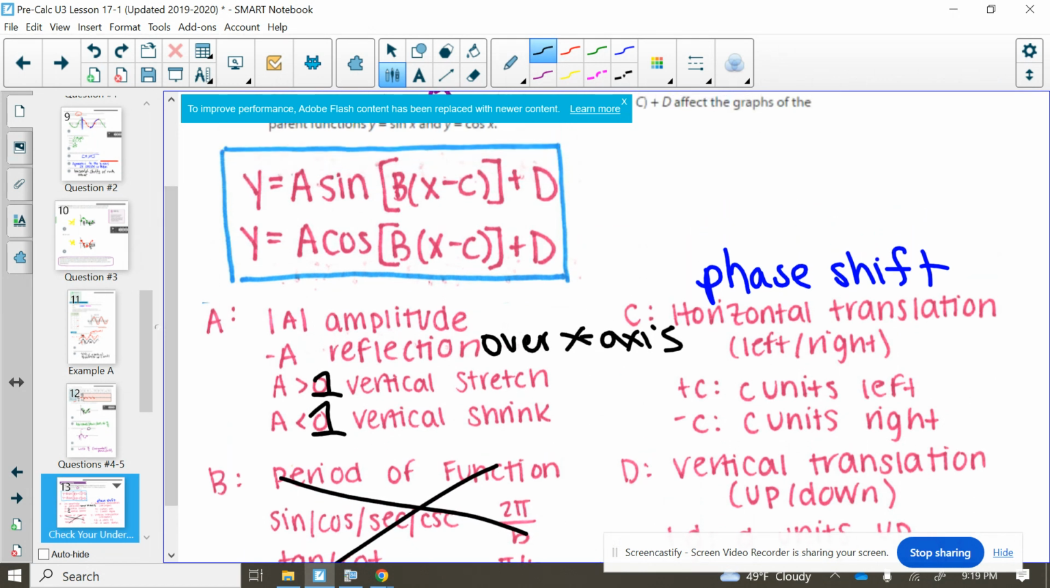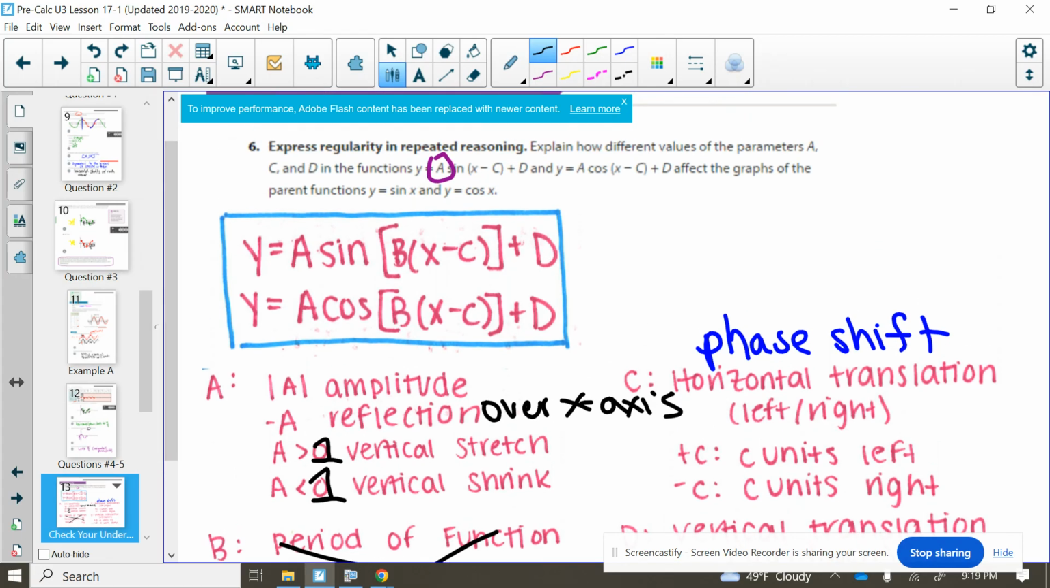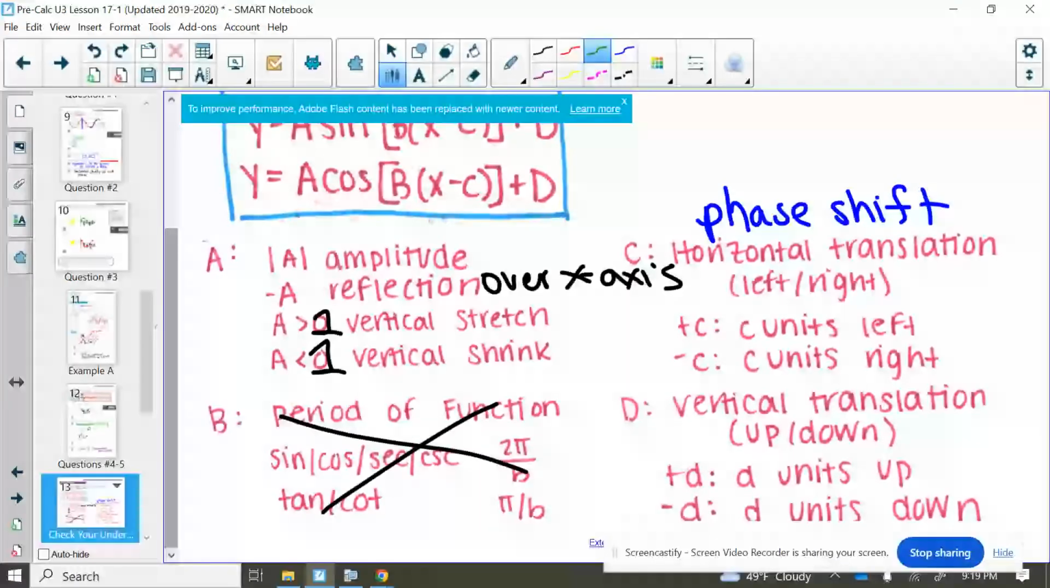The other two, however, that we talked about was the phase shift. So notice that is going to be parameter C, that shift left or right. And then finally, our shift up or down is going to be parameter D. Remember, with the left and right, it's a little opposite. Plus means left, minus means right. Verticals, plus means up, minus means down.